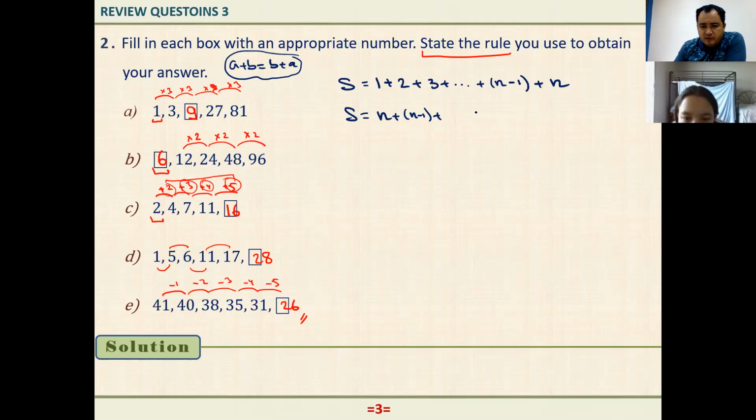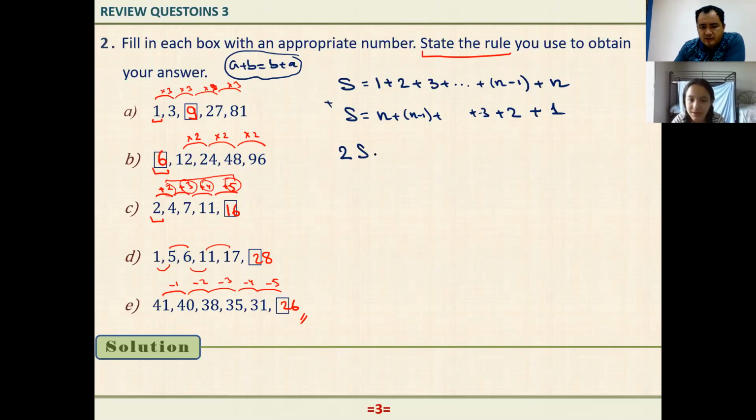And here we have continue, right? And here we have plus 3 plus 2 plus 1, right? I just write this in the opposite way. So now let me just add side by side. What is S plus S?